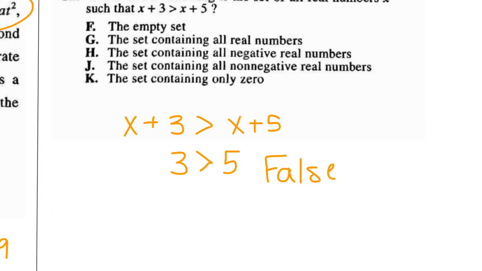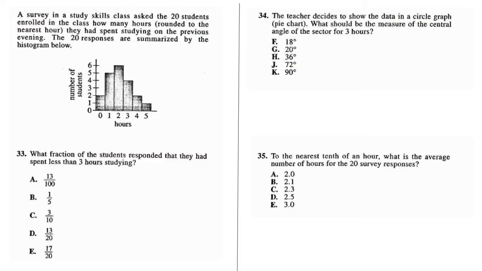And if you get a false statement, then you're going to get an empty set. That means you're not going to have any elements in your answer. Now, if you got a true statement, that would be answer choice G. That would be if you got a true statement. Let's say your x is canceled out and you had maybe 5 is greater than 3. Then my answer would have been G, all real numbers.